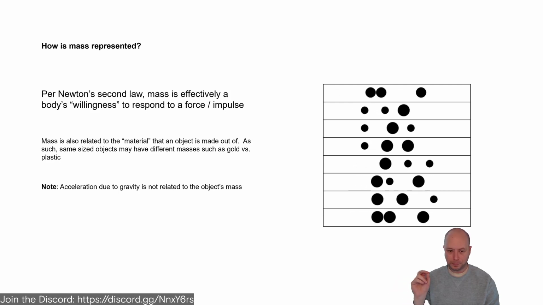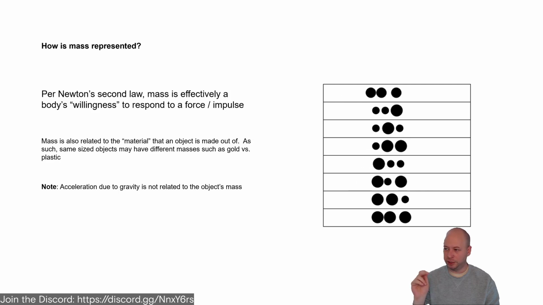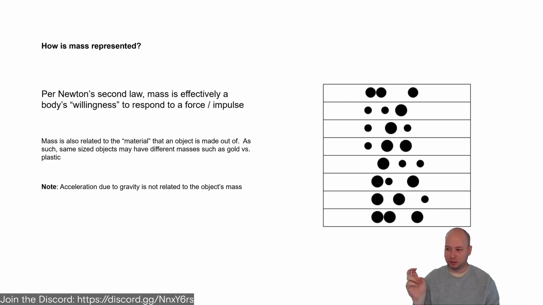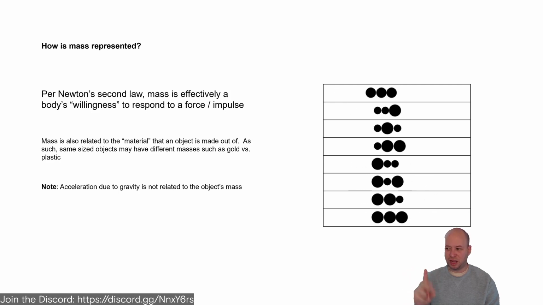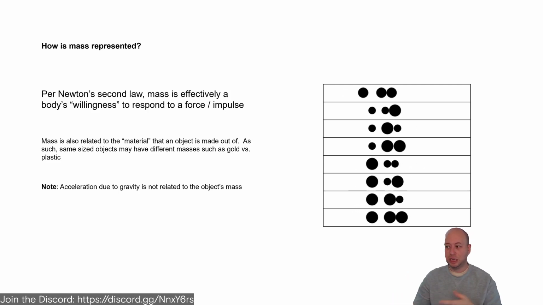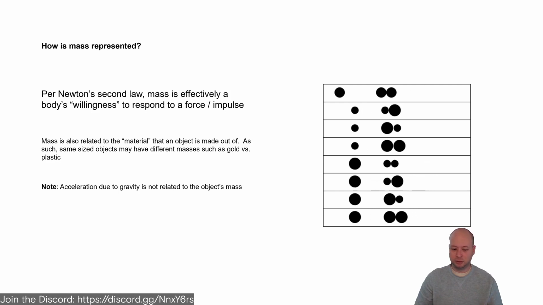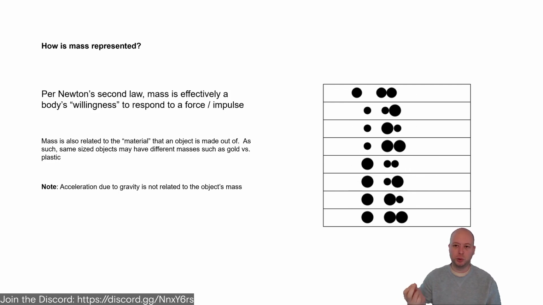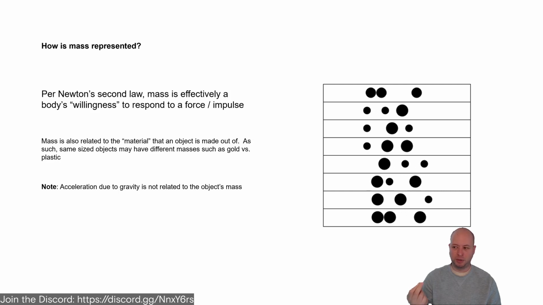Again, this is really important to note. Objects' mass is not related to their size relative to other objects. If you've got a bar of gold and a bar of plastic of the same size, you know which one's going to be heavier, which one's going to have more mass. So the actual mass of an object is dependent on its constitution, its material, not its size.